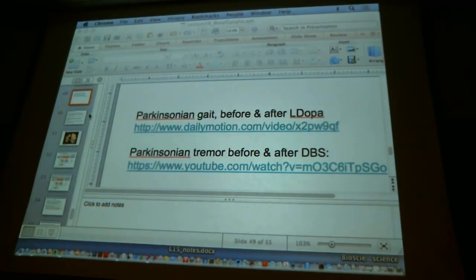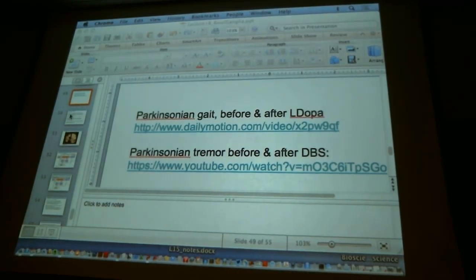But why does stimulating it work? I think the basic idea is that you're kind of resetting the circuit, just like a pacemaker in a heart resets the normal rhythmic activity in the heart muscles. This basically resets the normal activity patterns in the globus pallidus. Okay, so that is Parkinson's.